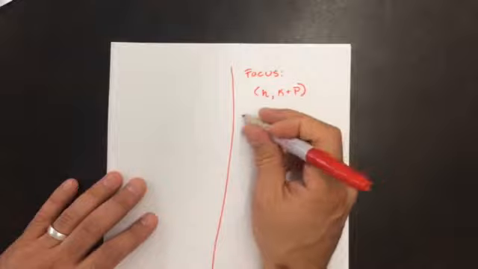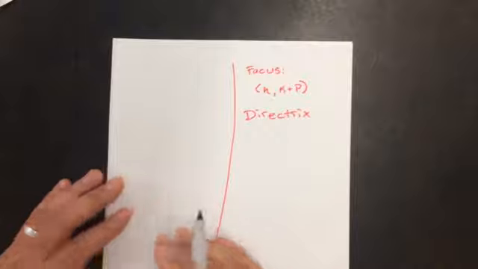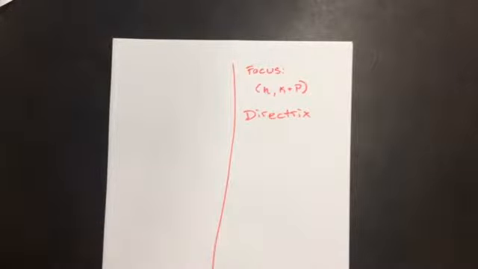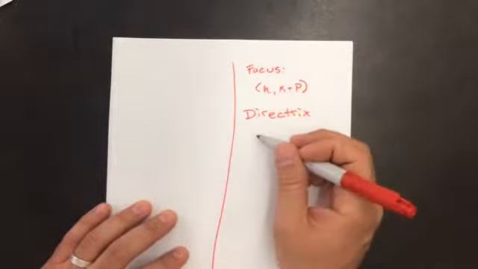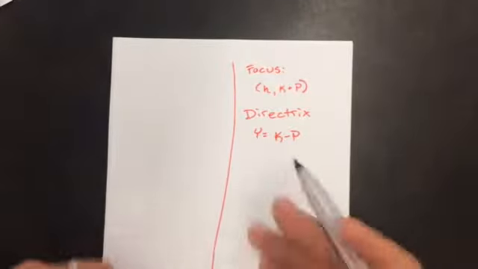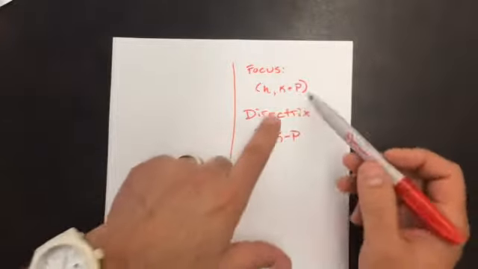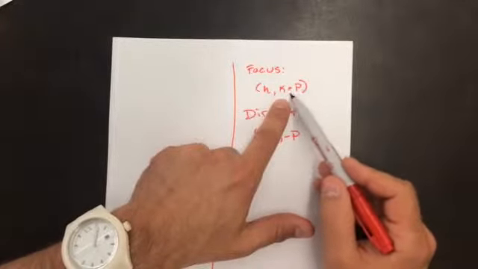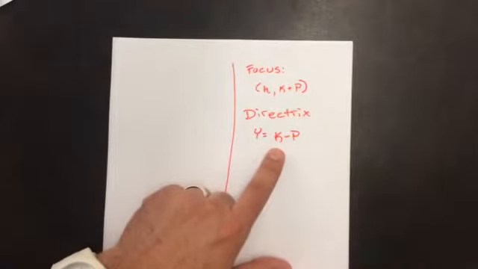And then we're going to do the directrix. The directrix is a line. It's like a second focus. The reason I say that is the way we find the directrix is we do y equals k minus p. Before, when we were trying to find two foci on a hyperbola or an ellipse, we did plus and minus. On this one, we're going to do plus for the focus. Minus is going to be the equation of a line.